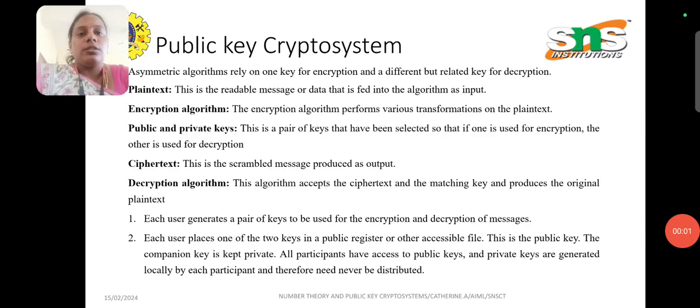Good evening all. Today we are going to see about public key cryptosystem. Asymmetric algorithms rely on one key for encryption and a different but related key for decryption.